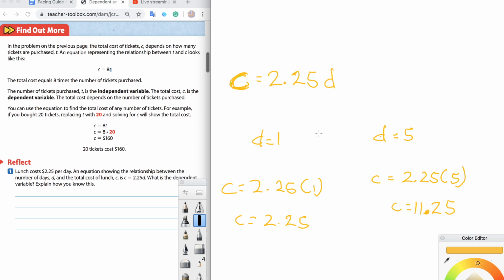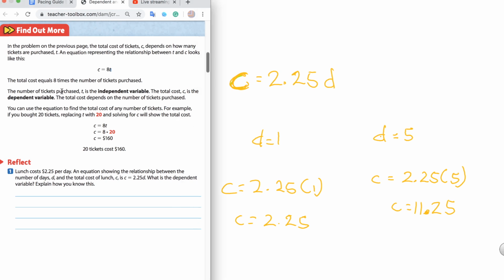So see how the number that changes is the D? That's my variable. A letter is the variable. And that's a variable that depends on the number that we put. So for example, D can be 1, D can be 5, D can be 7. So that'll be your answer for that one.